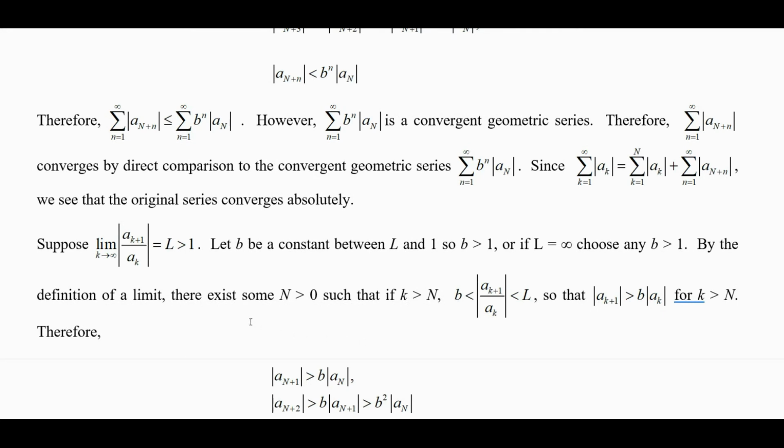Now, to get the divergent part, it's kind of similar. If the ratio reaches some limit L which is greater than 1, then b is a constant between 1 and L, so now b is bigger than 1, or if L is infinity, we could choose any b greater than 1. By the definition of a limit, there's some n greater than 0 such that if k is greater than n, then our ratio, which is approaching this limit, has to be bigger than b. It has to be closer to L than b is, so it has to be between b and L.